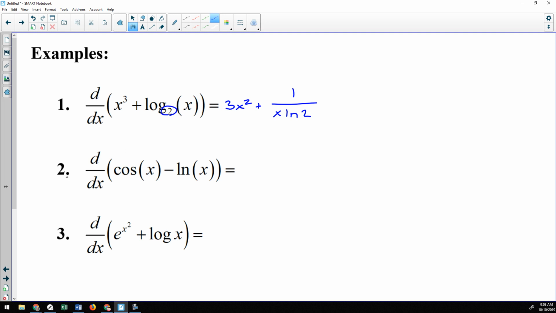So number 2, the derivative of cosine x is negative sine x, and that's one y'all should know just for memorization. The derivative of natural log x is 1 over x, and you're done. That's it. You don't have to put a natural log of anything in the denominator if you're doing the derivative of natural log x.